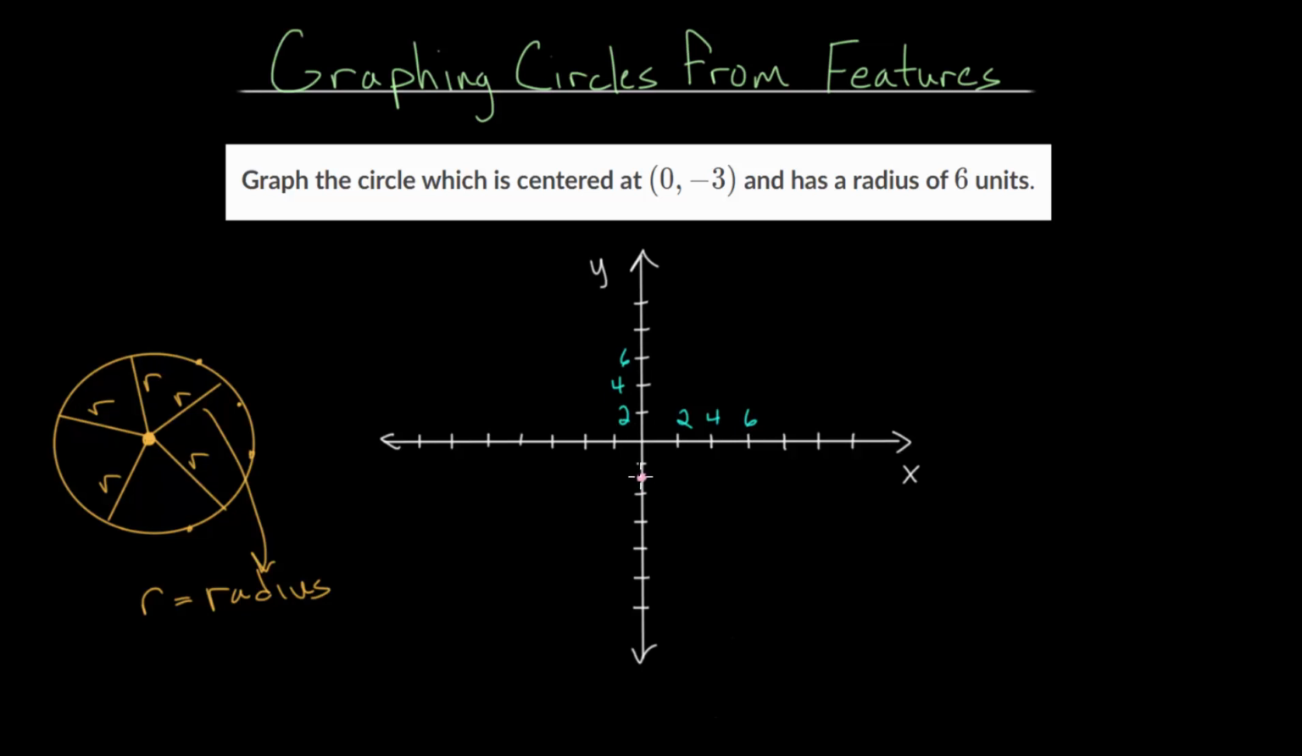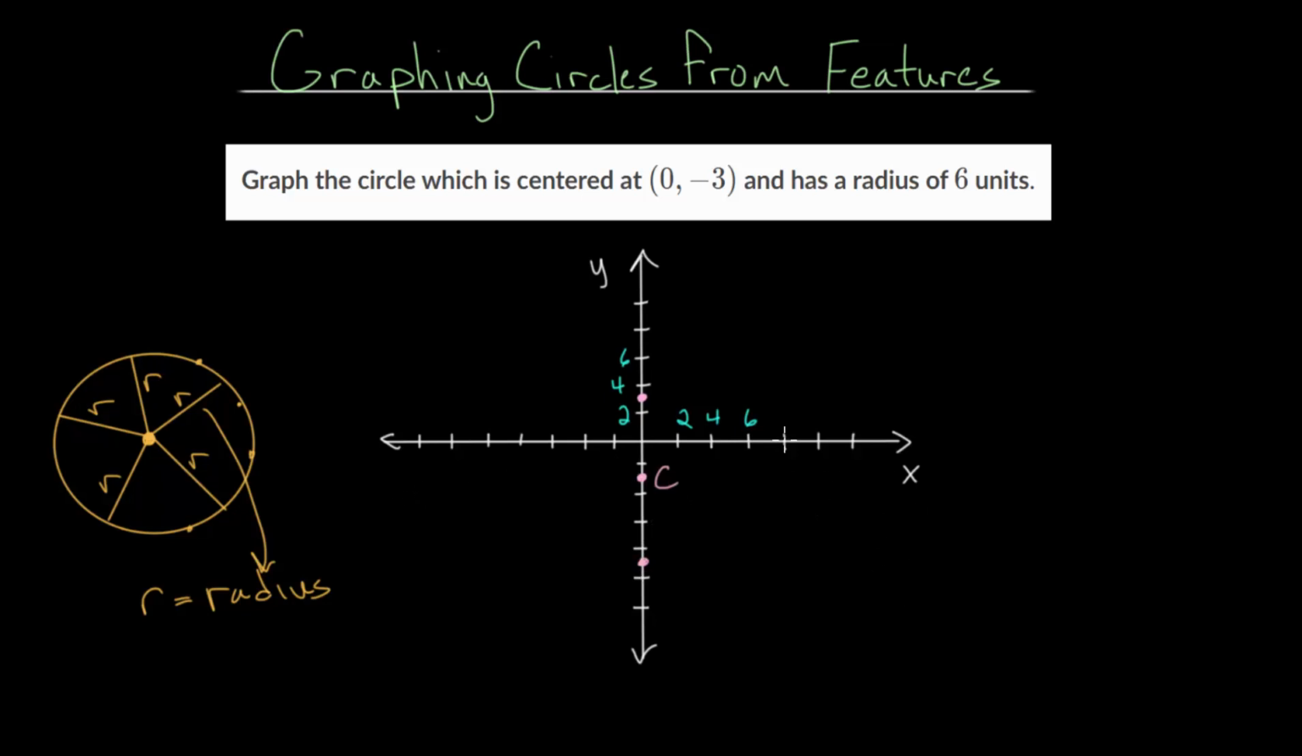Now, if we add 6 in the upward direction, we're at -3, so adding 6 will bring us to positive 3. So this is the center of the circle, and this is a point actually on the circle. And we'll do the same thing going down. This is at -3, so subtracting 6 brings us to -9. This is -4, -6, -8, -9.